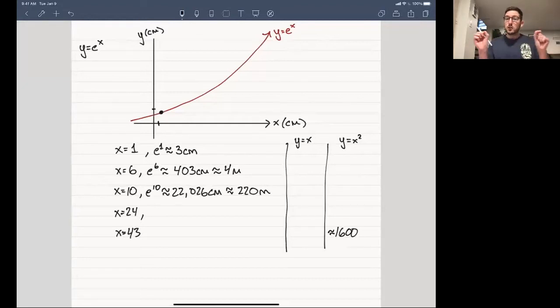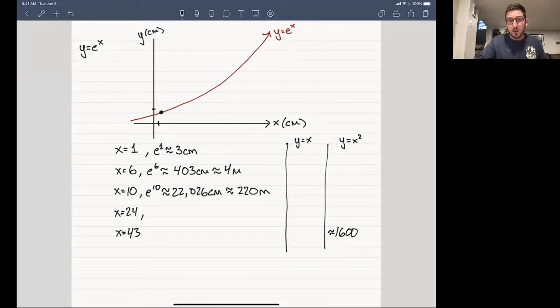Now think about the relationship here too. The x-axis is growing slow and the y-axis is growing fast. Now we've seen that the natural logarithm is the inverse of this function. So the natural logarithm has the opposite property. The x-axis grows fast and the y-axis grows slow.